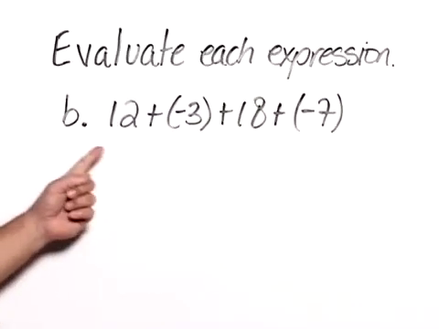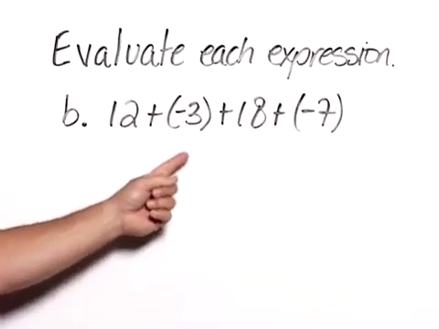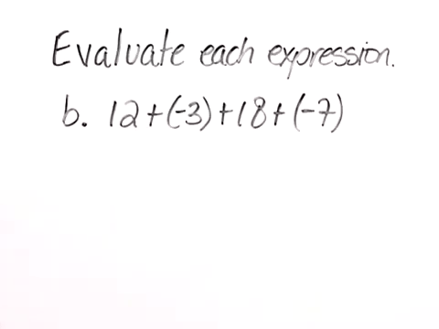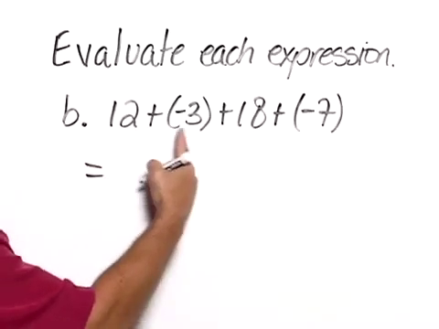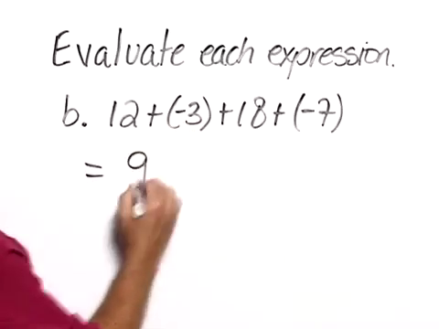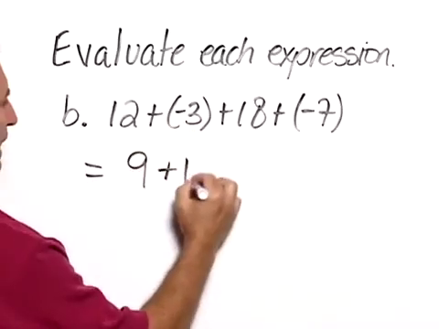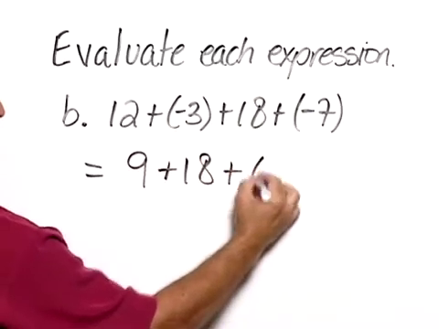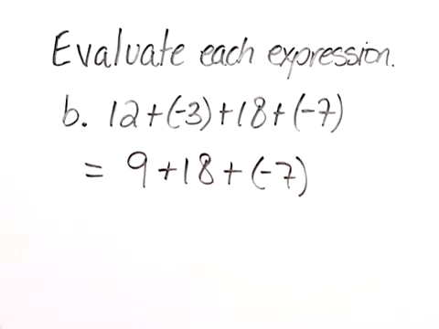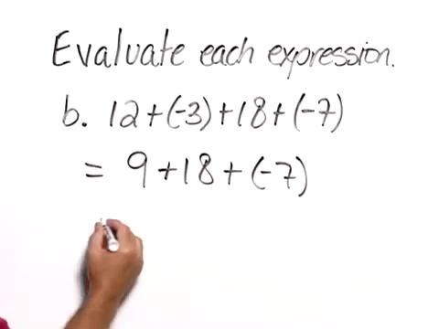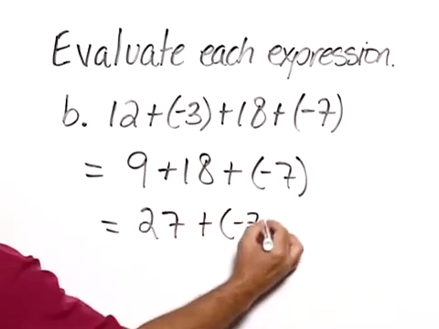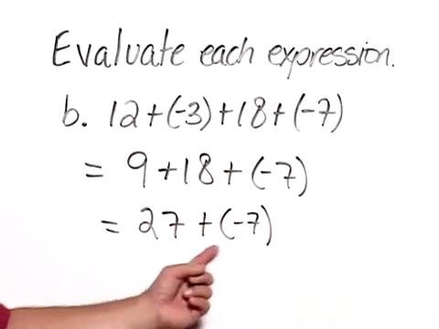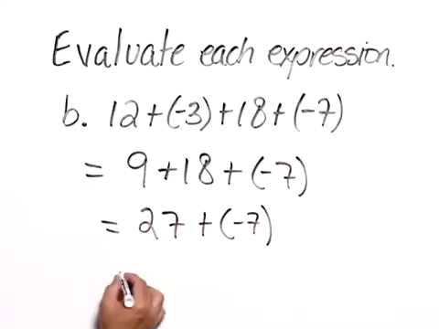For part B, we have 12 plus a -3 plus 18 plus a -7. We begin at the left. 12 plus a -3 is +9. We still have the plus 18 plus the -7. We now add 9 and 18, which is 27, plus the -7. And finally, adding the -7 to 27, we get a final answer of 20.